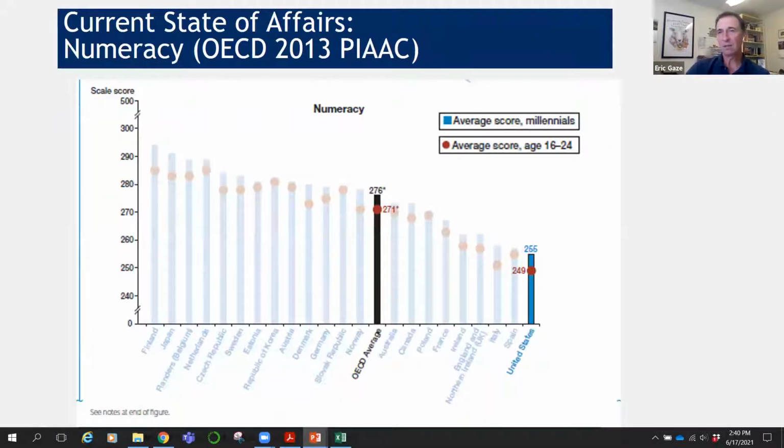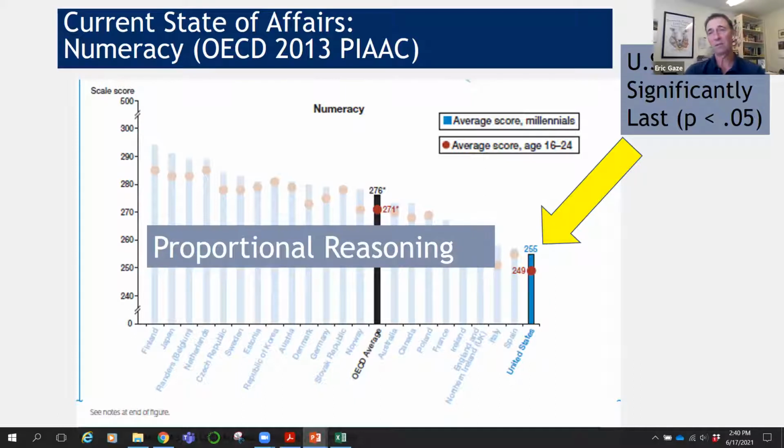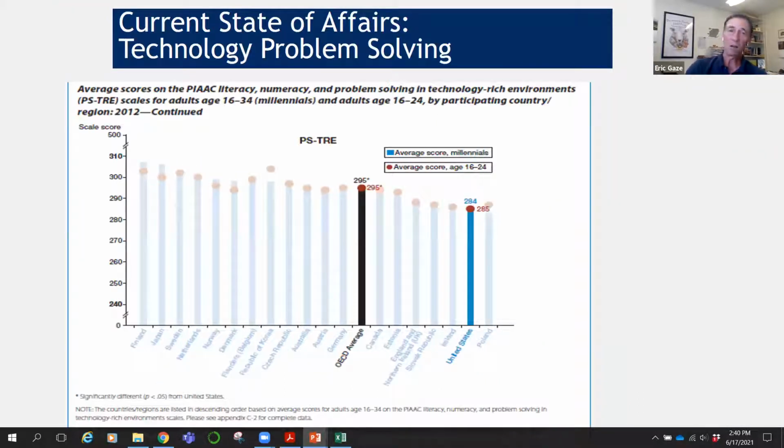That National Assessment of Adult Literacy was conducted last in 2003. A more recent assessment of numeracy or quantitative reasoning was conducted in 2013, and US millennials came in dead last out of all these countries from the OECD, Organization for Economic Cooperation and Development. Once again, they're asking proportional reasoning questions. Of more interest for us is they also measured problem solving in technology-rich environments.